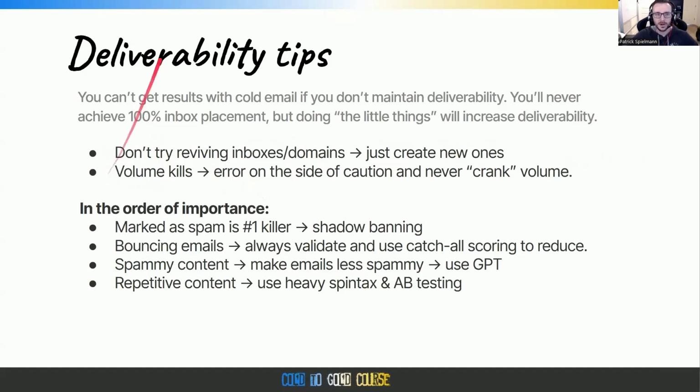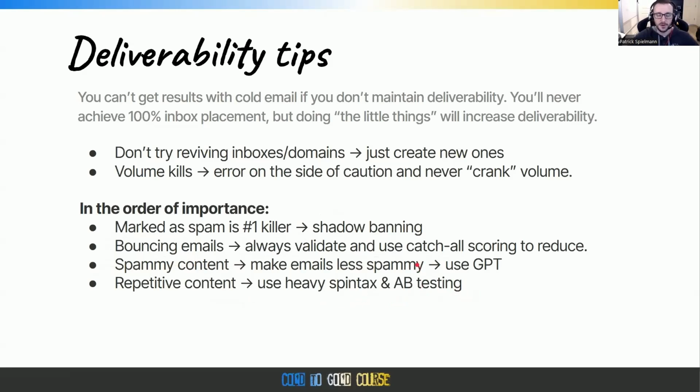And then in order of importance for deliverability tips, being marked as spam is the number one killer with email. So this goes into copywriting, which I'm going to talk about third on this call. I call this shadow banning. After that, it's getting your emails bounced. So you always want to make sure to validate and use catch-all scoring to reduce bounces. Then there's writing spammy content. You just have to make your emails sound less spammy with your email copy. And then repetitive content. So you've got to use heavy syntax. You can use AI. You can use a lot of A/B testing to vary things up.